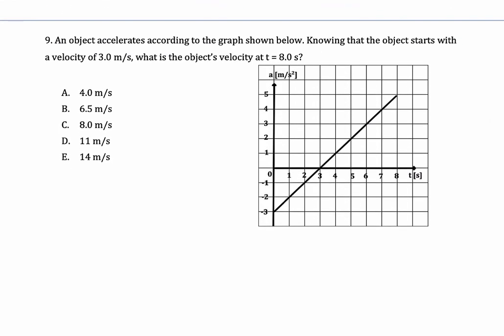We can continue with a motion graph, with the graph of the acceleration with respect to time. We know that the object starts with an initial velocity of 3 meters per second, and actually we see that the velocity initial is 3 meters per second, and we need to find the final velocity. Now, this is a motion with variable acceleration, so we cannot use any of the laws that we know for motion with constant acceleration, because the acceleration is not constant.